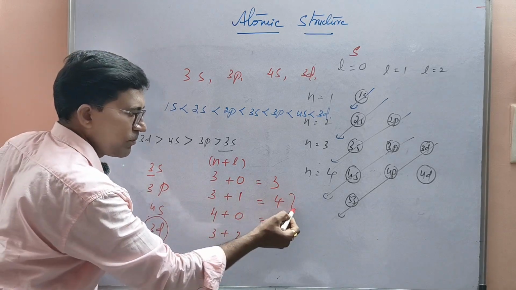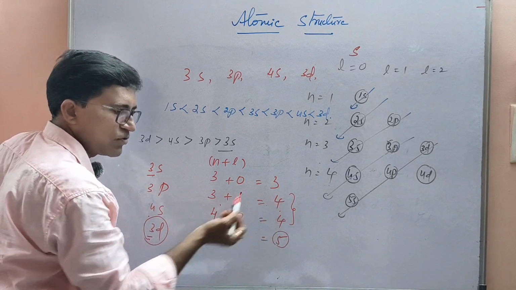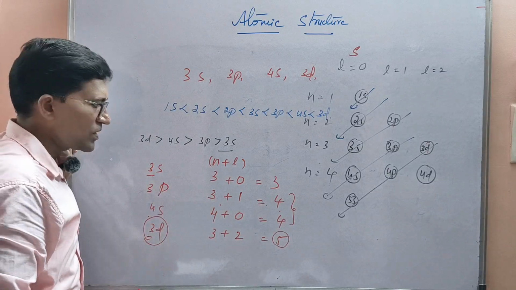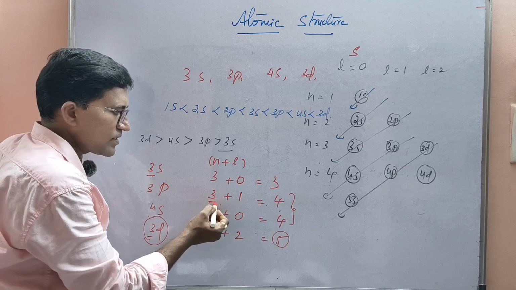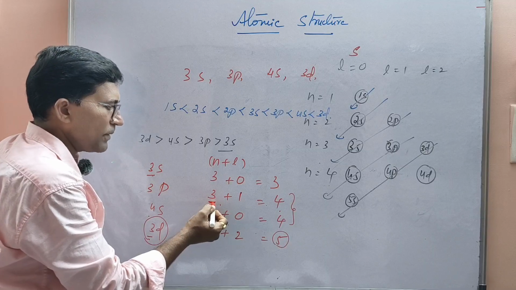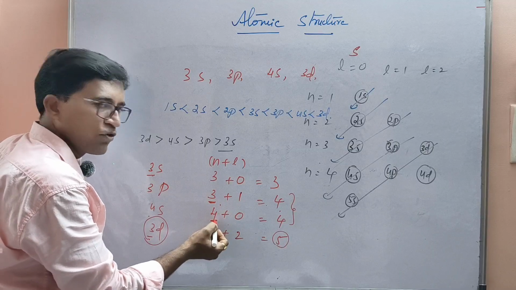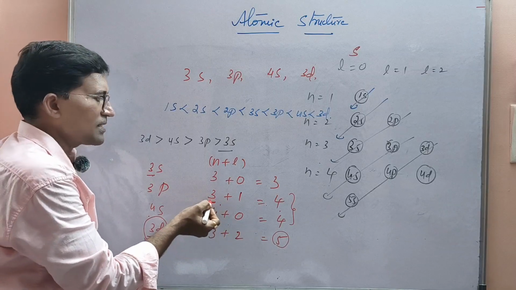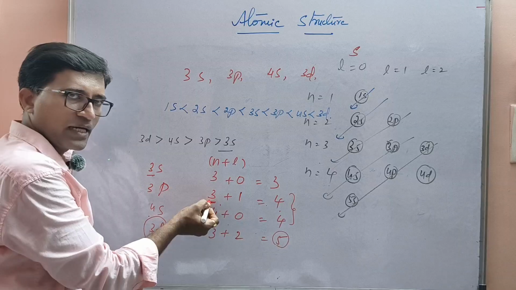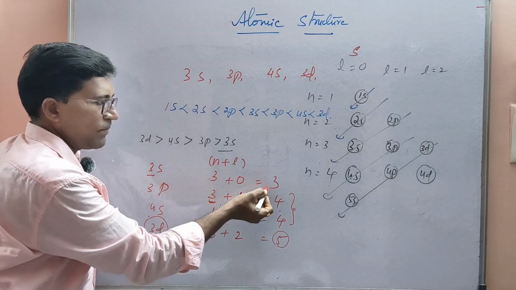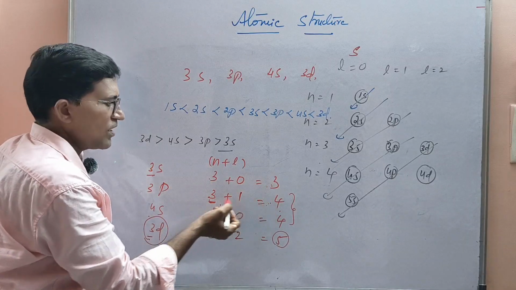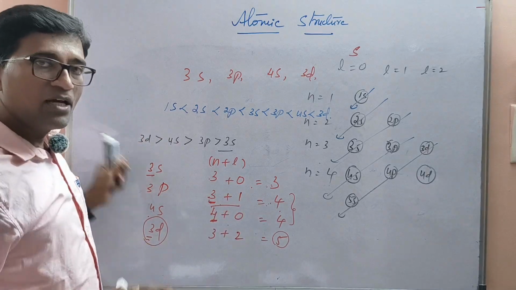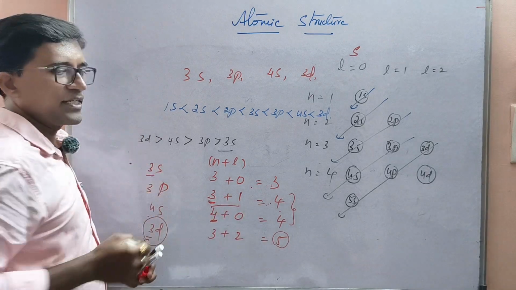Sir, these two orbitals have the same n plus l value. Then why did you say 4s has more energy? Among these two, the n value is least for 3p, and the n value is more for 4s. Hence 4s has more energy, and 3p has less energy. In these two, the n plus l value is more for which orbital? 3p than 3s, hence 3p has more energy. Remember that, very important. This kind of questions come.